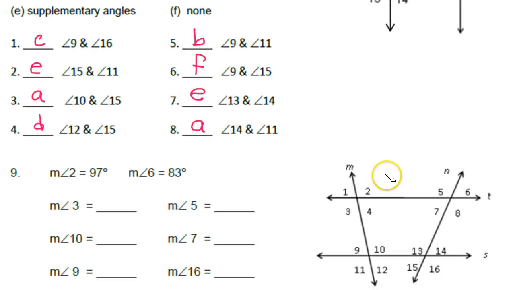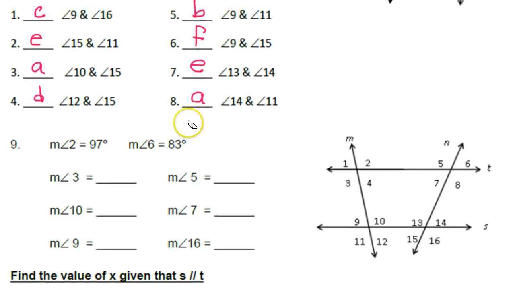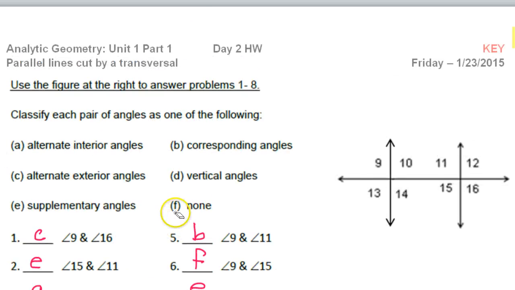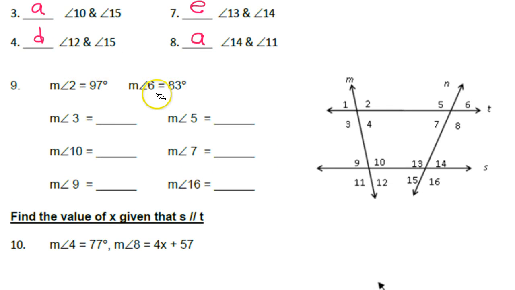Alright, moving on to number 9. So looks like we're given some degrees. Are we given any more information? Okay, so we're given some degrees, and I guess we're being asked to find this other stuff. So let me put these in. Angle 2 is 97 degrees, and angle 6 is 83 degrees.